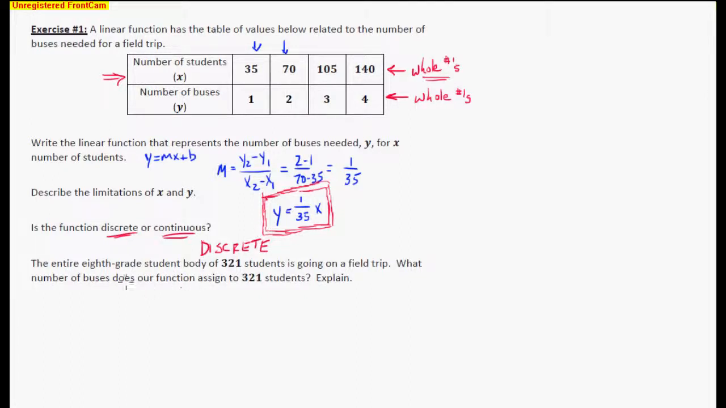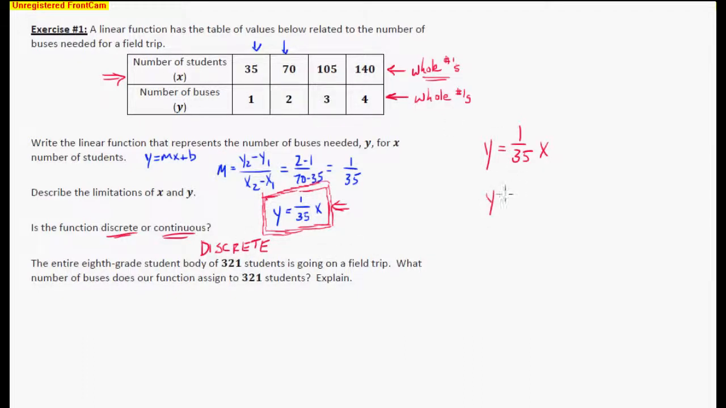So let's tackle this last part down here. It says the entire 8th grade student body of 321 students is going on a field trip. So what number of buses does our function assign to 321 students? All right, well, again, let's use the function that we've already developed here. So let's go over here and plug in what number of students we want. We want 321 students, and that's your x.